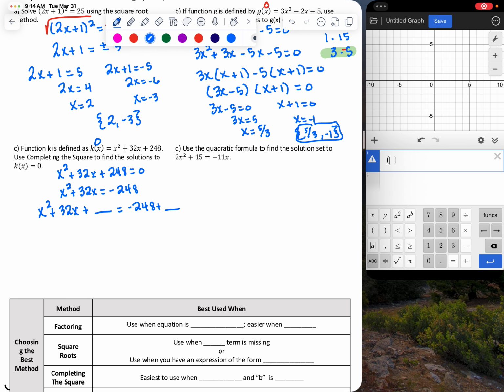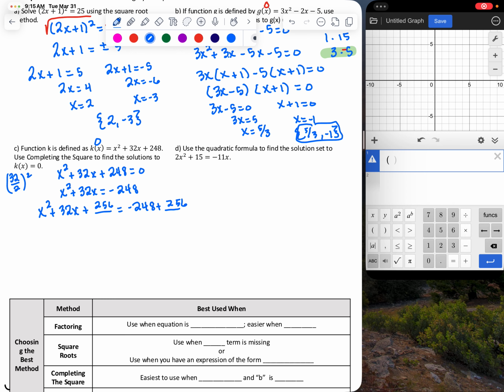Now, let me review how to find the number that completes the square. You take the b term, 32, divide it by 2, and square it. So 32 divided by 2 is 16, and 16 squared is 256. So you're going to add that to both sides.